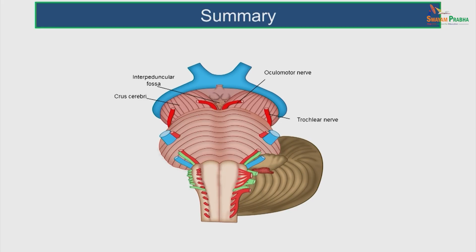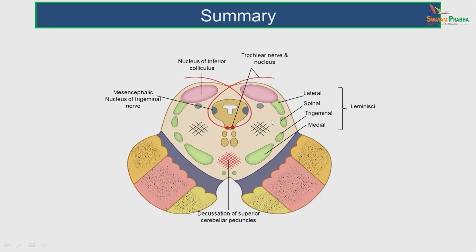Now, to summarize, we have studied the midbrain external features. In the ventral aspect you can appreciate the crus cerebri, diverging from the pons towards the cerebellum, forming the boundary of the interpeduncular fossa. On the medial aspect you can appreciate the oculomotor nerve, and on the lateral aspect the trochlear nerve. In the cut section, anteriorly is the basis pedunculi and posteriorly is the tectum. Here you have the crus cerebri, substantia nigra, tegmentum and tectum.